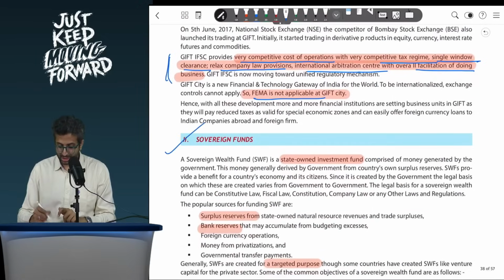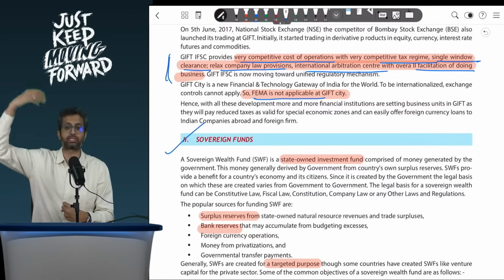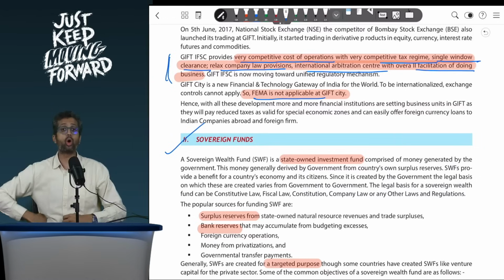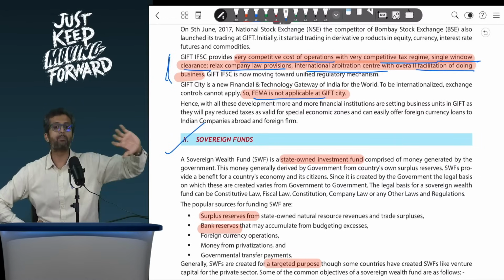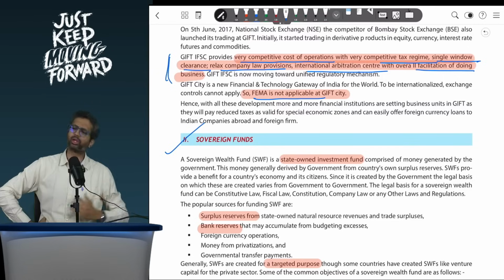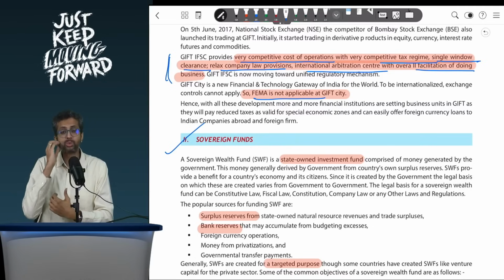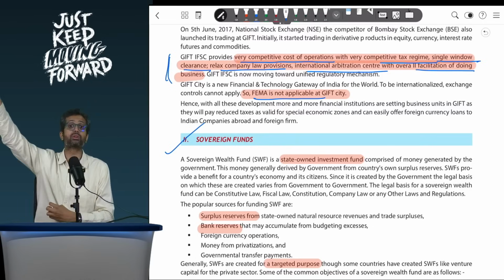Then you have something called sovereign funds. What are sovereign funds? Funds like GIC, Temasek of Singapore, or the Norwegian fund, which is the biggest fund internationally. Who's deploying funds, Canadian pension fund, etc. These are sovereign funds. These are funds which are maintained, managed by the respective governments.